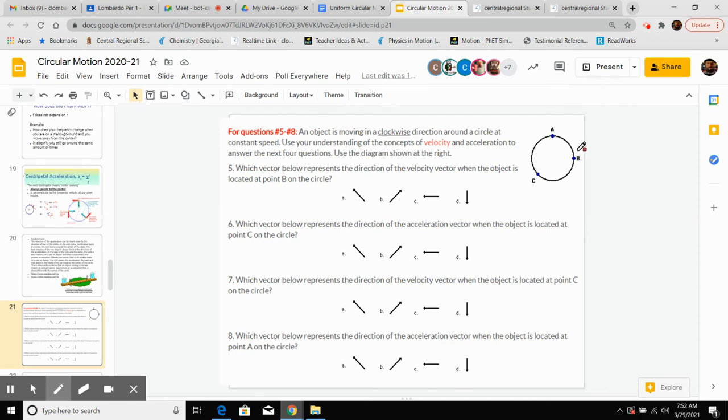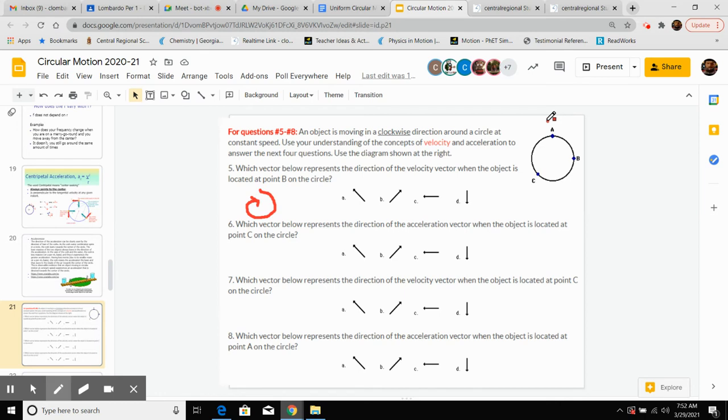So this is moving clockwise. You guys know what clockwise is? That means it starts at like 12 and it goes around like that. They want to know which vector represents the direction of velocity when the object is located at point B. Velocity is tangent. So if this is moving around clockwise, what letter is the correct way that the vector should be pointing? Up? Well, it's going clockwise.